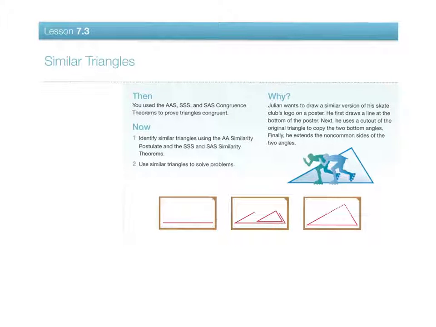Okay, 7.3, similar triangles. In chapter 4, you used the theorems of angle-side and side-angle-side. Well, in theory, you're going to use them again now, but instead of being congruent, they are similar, or the similarity postulate. Okay, difference. When you did two triangles congruent, you did an equal sign with a curly line above it. Now we just get rid of the equal sign, and similar is just the curly line underneath.